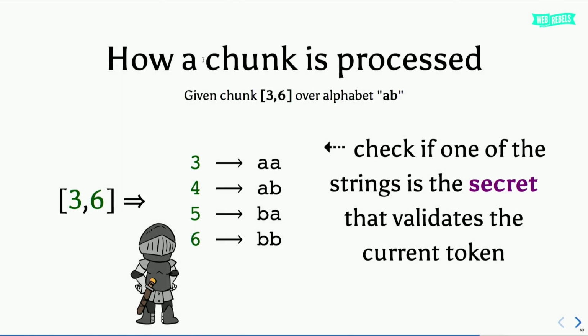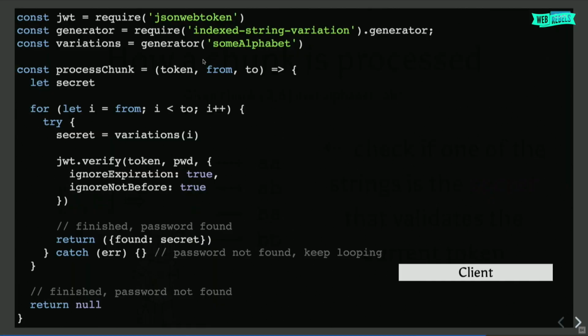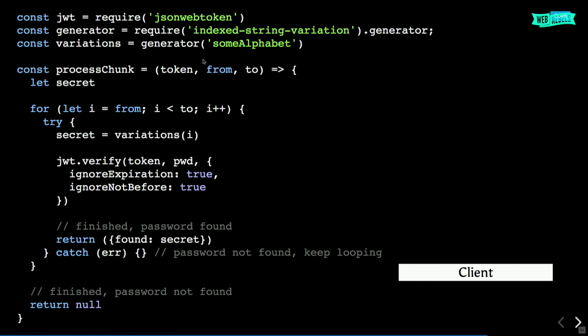But what is important, and we will see the last bit of code about this, is how the client is trying to crack a single token for a single batch. So we saw that what the client received is just this 3 to 6, for example, which if we have an alphabet of A and B, is going to mean that this client will need to try to crack AA, AB, BA, and BB. So the client is going to start a loop where it's going to build all the strings from the numbers, and then it's going to try one by one to see if the string validates the token.